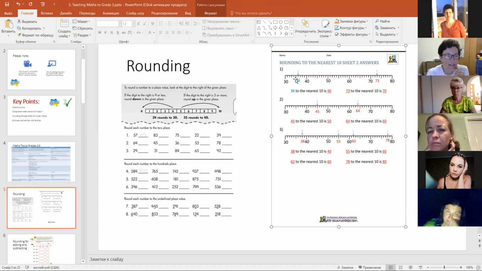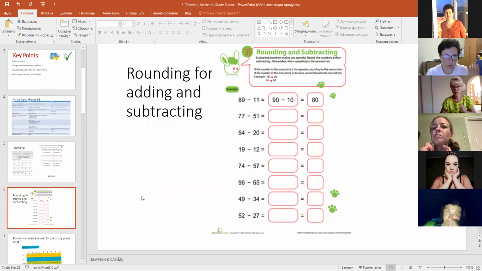And as soon as we start doing rounding, we'll do step 2 in mental math, because when we have rounding, we do rounding for subtracting, and we do rounding for addition. Like, for example, here, 89 minus 11, the same as 90 minus 10. We round one number, we round the other number, and we get the answer.